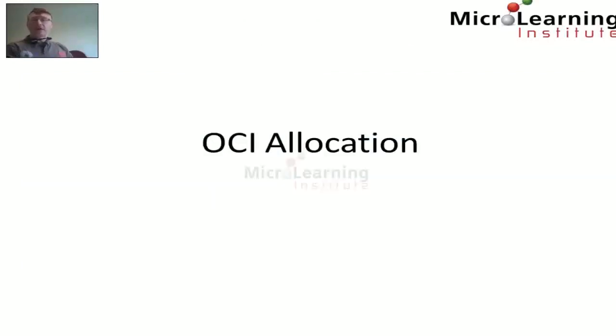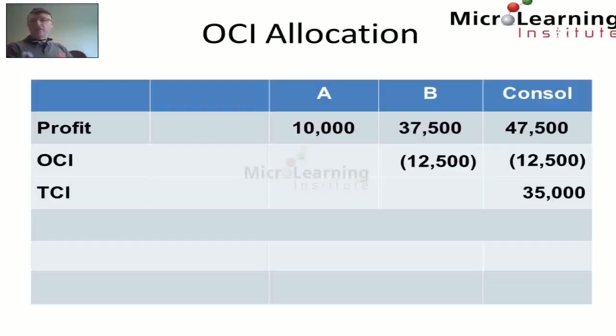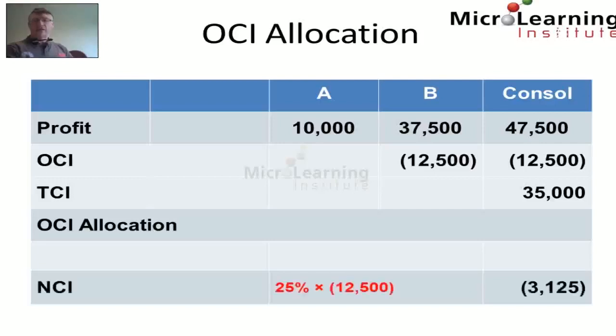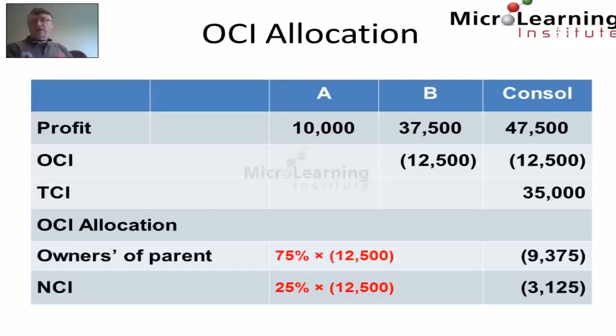Finally, we want to look to see how do we allocate the other comprehensive income between the shareholders of the group and the non-controlling interest. And again, you remember that the other comprehensive income related to the exchange loss on the translation of net assets of $12,500. So again, we need to allocate it now. So the non-controlling interest are entitled to their share of that loss. So again, 25% of $12,500 is $3,125, and the owners of the parent are also entitled to their share, it being, of course, 75%.